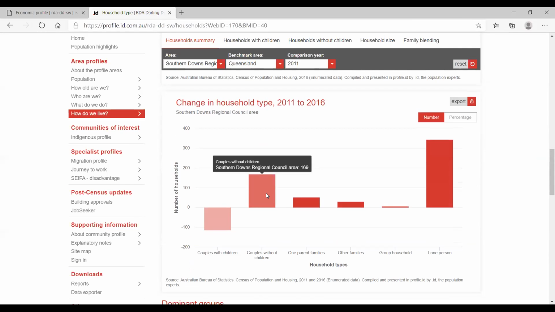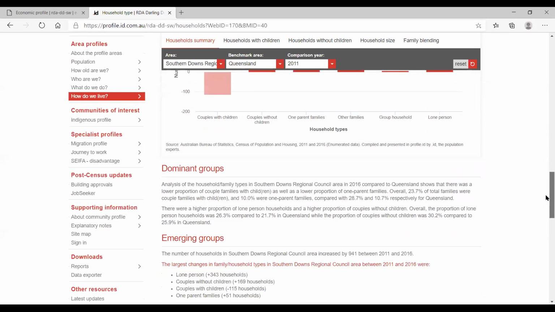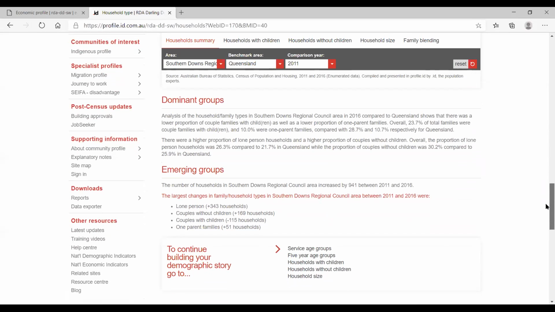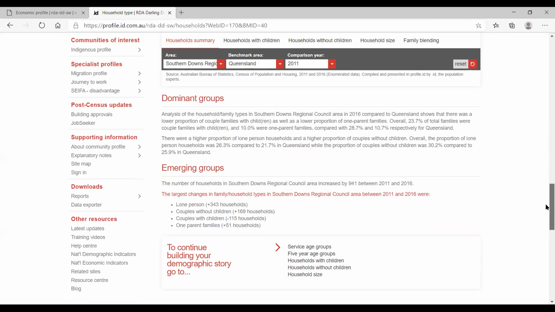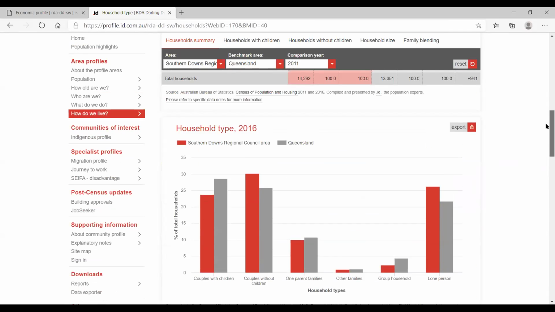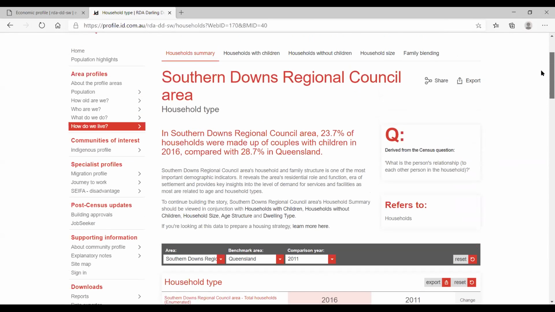Our major changes are in couples without children and lone person households. And that lone person household is something a council working with developers needs to really think about. How do we cater for that proportion of the population? How do we allow them to age in place in your community? So once again, guys, when you come down to the bottom, you can see dominant and emerging groups as well. Okay, so once again you get that analysis. You guys can use that analysis in anything that you're doing.